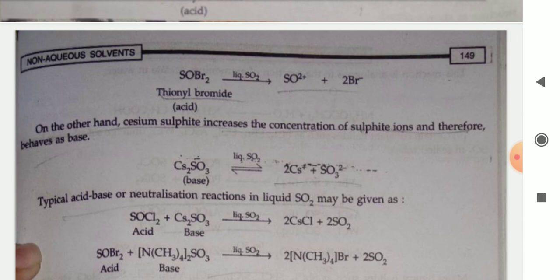SOBr2 plus N(CH3)4 twice SO3 will give 2 molecules of N(CH3)4Br with 2 SO2 molecules.